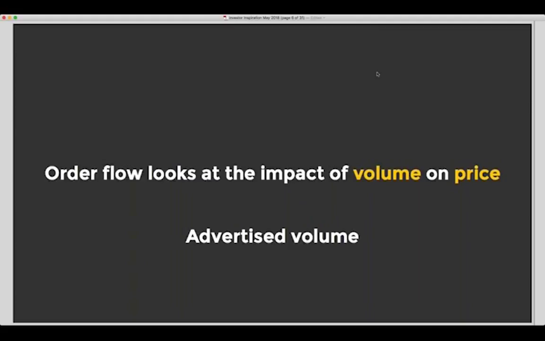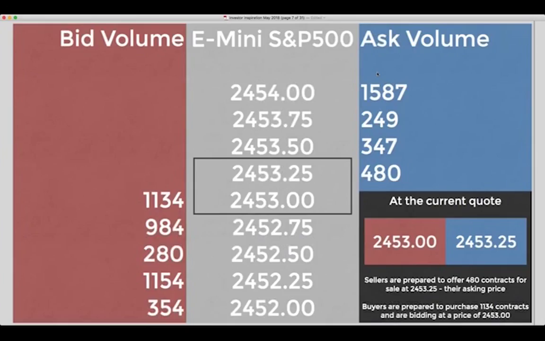First of all, we can think about the volume that is advertised into the market. So here we've got a typical trading dome. Okay, it's not a real dome. I've made this up in my presentation software, but you get the idea. We've got our ladder of prices down the middle. On the left-hand side, we can see the volume that is available to sell. And on the right-hand side, we see the volume that's available to buy.